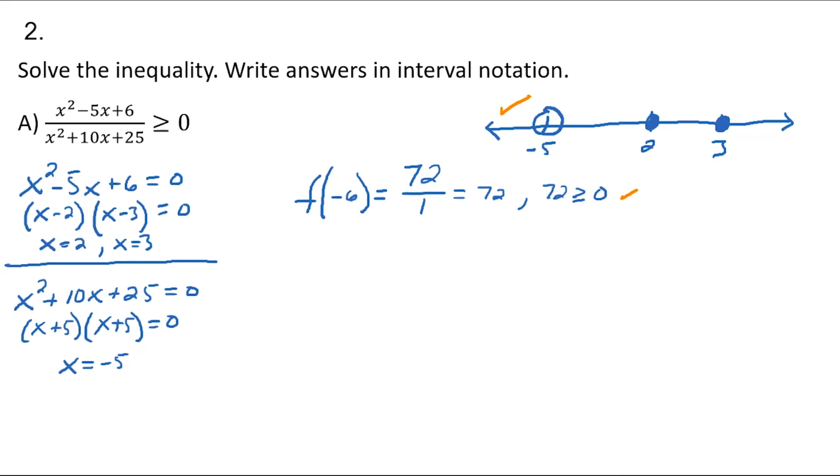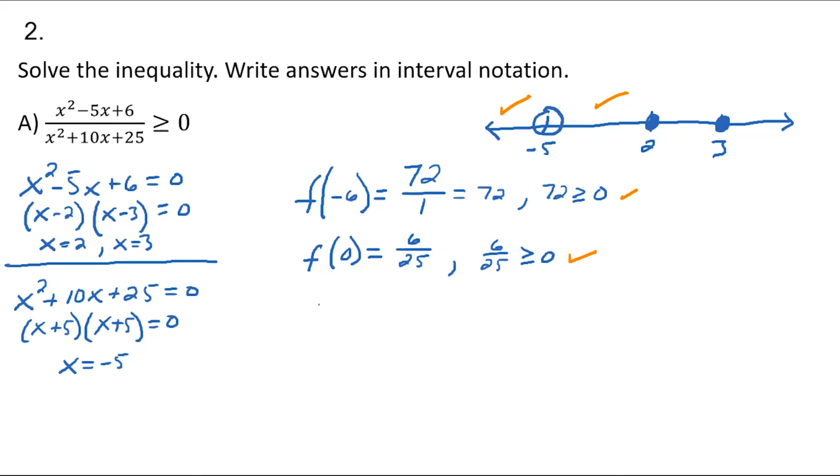For the second section, I'll use f of 0. When I plug in a 0, on top I get 6 and on the bottom I get 25. So 6 over 25 is a positive value, so it's definitely going to be greater than or equal to 0. So once again, I have a valid interval.